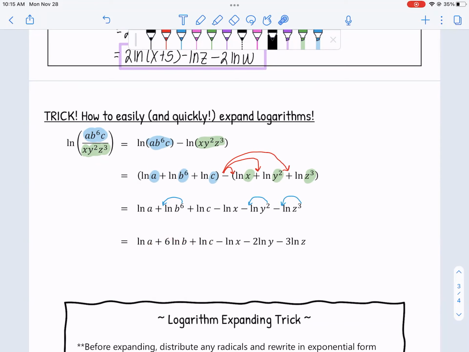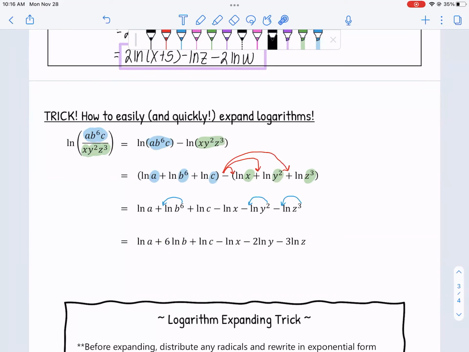Every variable that came from the numerator, a, b, and c, all of those ln's are positive. They have plus signs in front of them. These are all positive. And anything that came from the denominator, which is x, y, and z, has a negative in front of it. So factors that come from the numerator, when they're split up completely, are positive. Ones that come from the denominator, when split up completely, are negative.